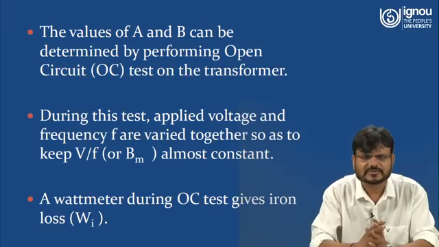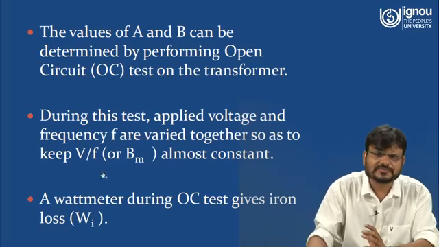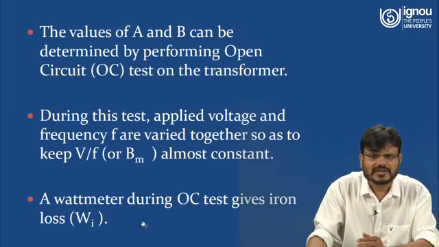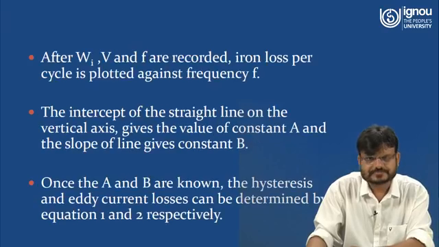After two or three slides we will discuss how the open circuit test and short circuit test are performed. During this test, the applied voltage and frequency f are varied together so as to keep V by f, or you can say flux density, almost constant. And the wattmeter during the open circuit test gives the iron losses.